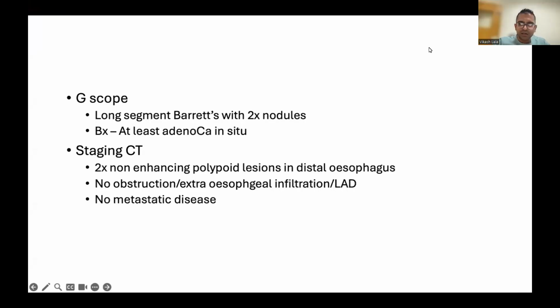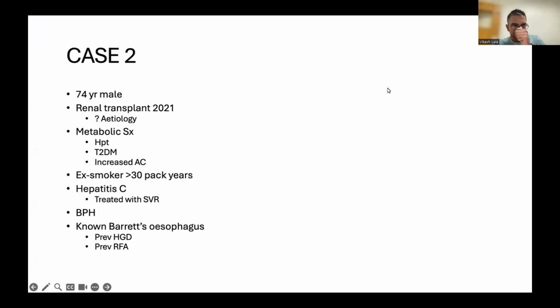Thanks, Prof. I'm just going to squish this one quite quickly because we don't have a lot of time. So I'm just going to go very quickly through the case presentation and also not spend too much time on the video as well. So essentially a 74-year-old male, previous kidney transplant. He's on immune suppression, which is probably driving his risk factors for all of these malignancies. Metabolic syndrome, strong smoking history, previously had Hep C, treated with SVR, and was known with a long-standing history of Barrett's esophagus. Previously had biopsies done which showed high-grade dysplasia. Had no resections, but previously had RFA.